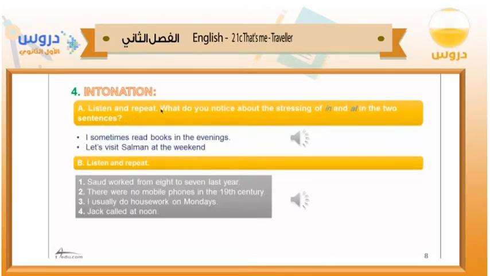Intonation. Now listen and repeat. What do you notice about the stressing of in and at in the two sentences? Listen carefully, please.